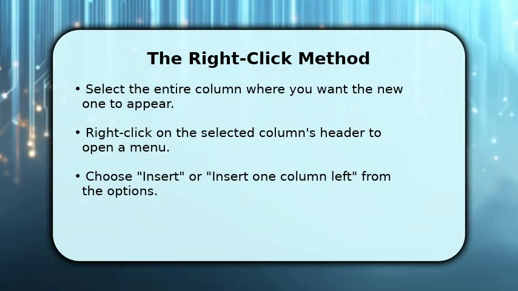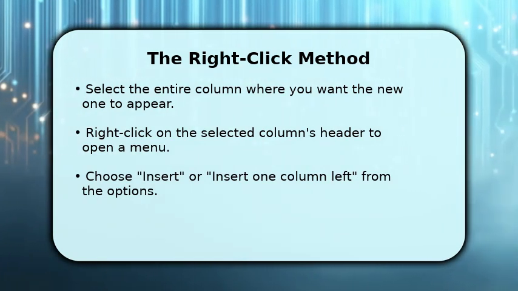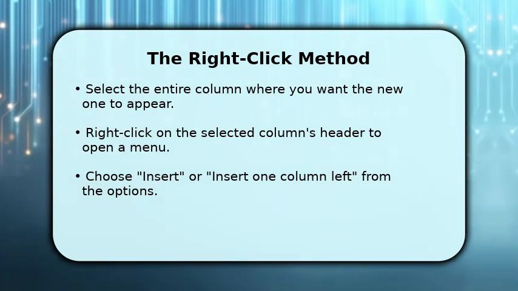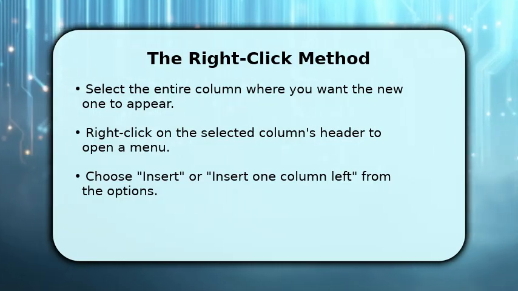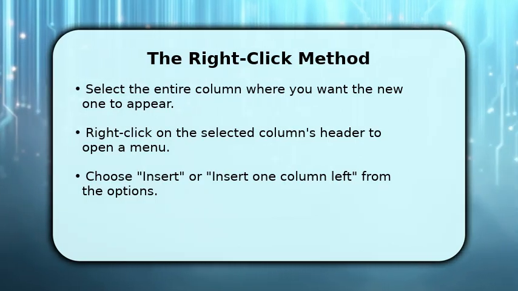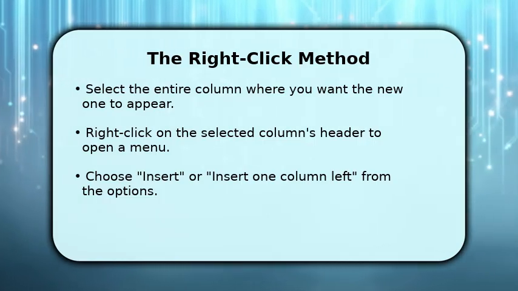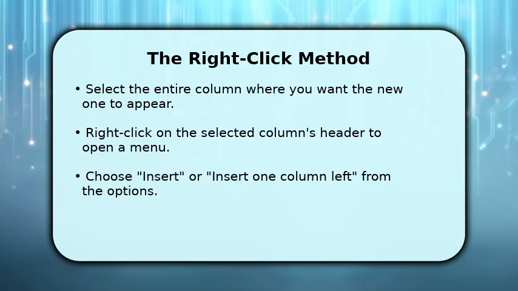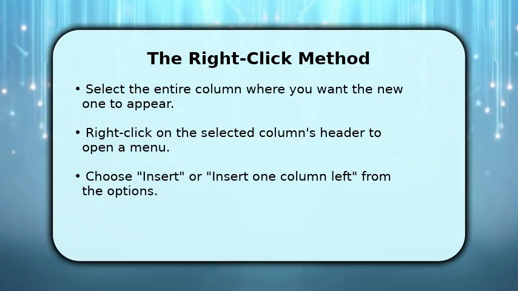The simplest way to insert a column is by using the right-click method. First, select the entire column immediately to the right of where you wish your new column to be. You do this by clicking on its letter at the very top. Next, right-click anywhere on that highlighted column to bring up a context menu. From there, simply select Insert or Insert one column left to add your new, empty column.